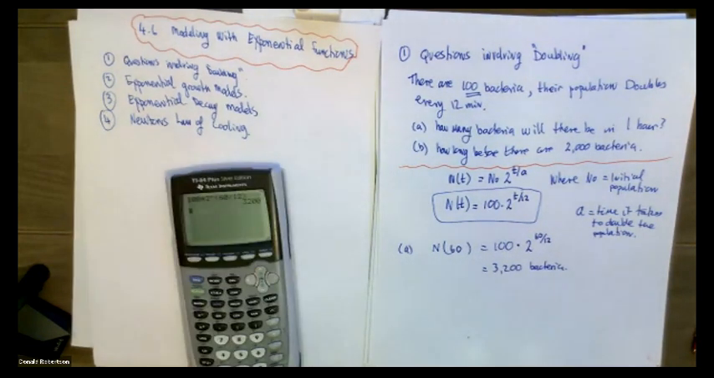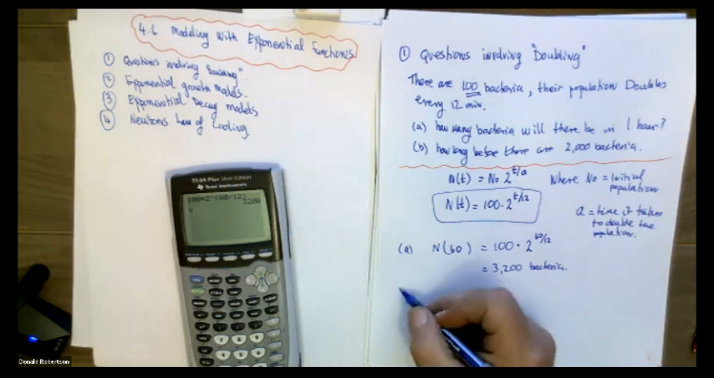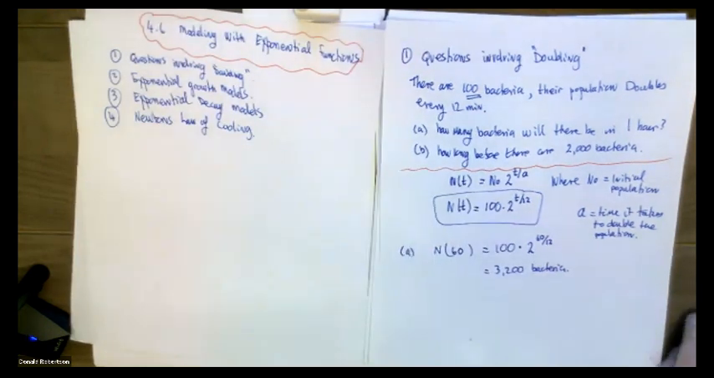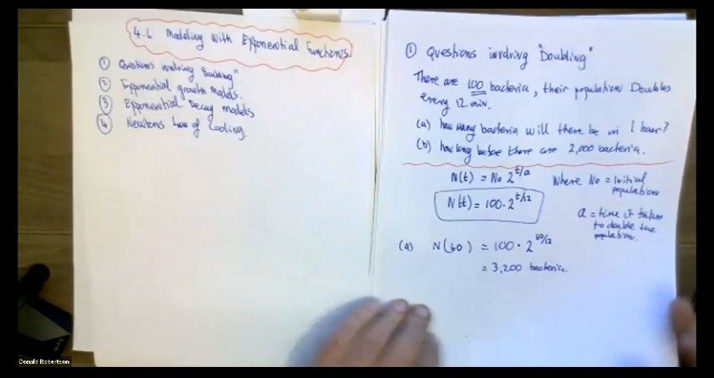So you start off with 100. By the time an hour's gone by, if you don't kill them with some kind of insecticide or whatever you kill bacteria with, you're going to be up to 3,200. And if you left it another chunk of time, you could end up with millions, which brings me to question B. How long before there's 2,000 bacteria?